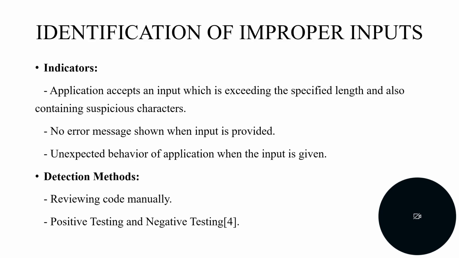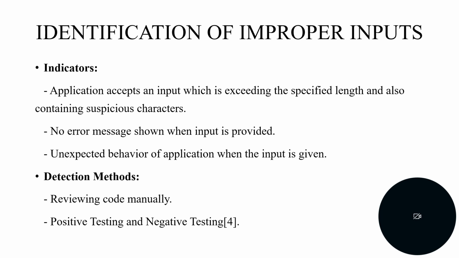Moving on to how we can identify improper inputs. There are several indicators that improper input validation is happening. For instance, if an application accepts inputs that exceed the allowed length or contain suspicious characters, it can lead to vulnerabilities. Another sign is when the application shows no error message after invalid input is entered, or the application behaves suspiciously.